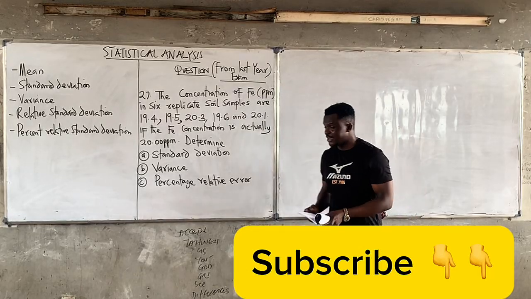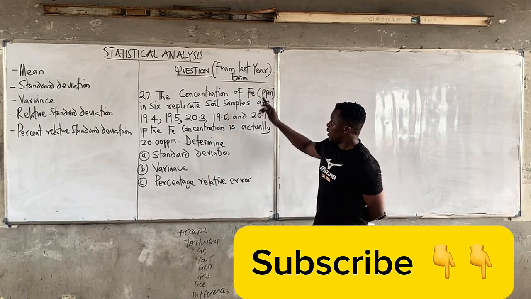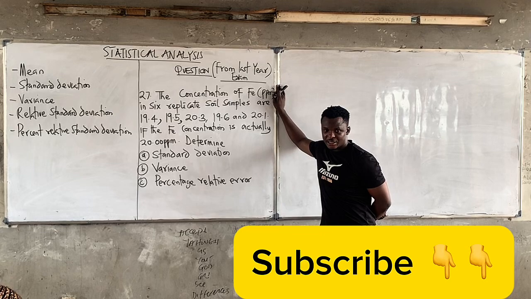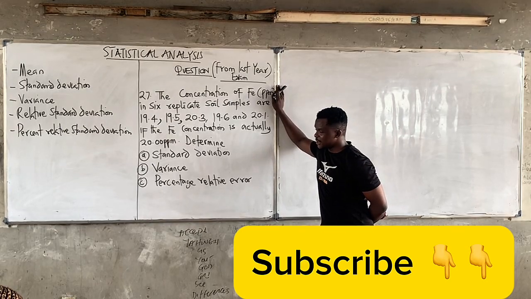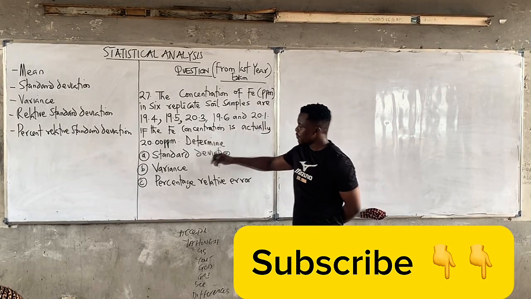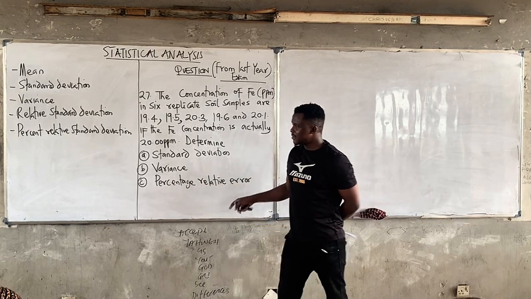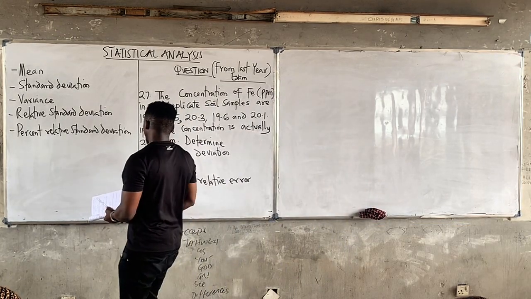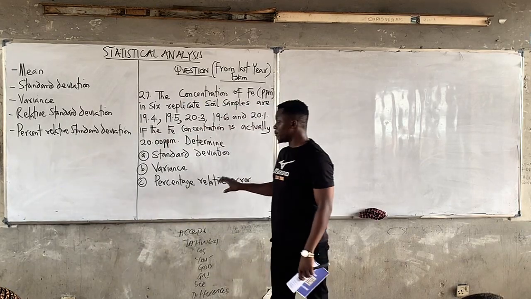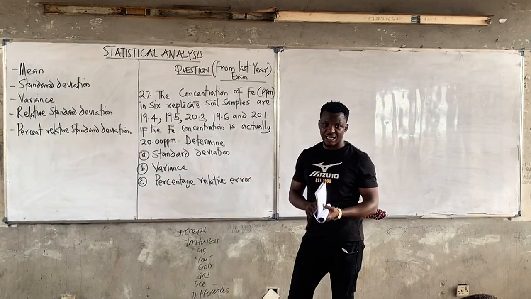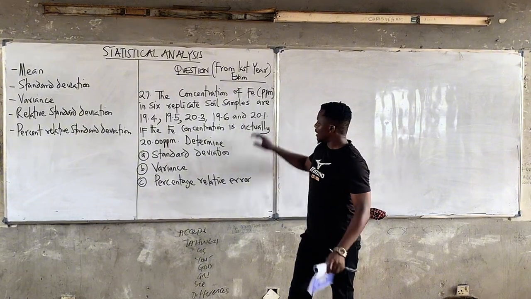Now, 28 question we set last year, right? Now, this part came from the other lecturer. We have statistical analysis. So we are asked to solve for standard deviation, variance, and percentage relative error, right? Now, I know I've actually not done errors. So I'm going to use this to also explain what errors are mathematically. So you're asked to solve for this.